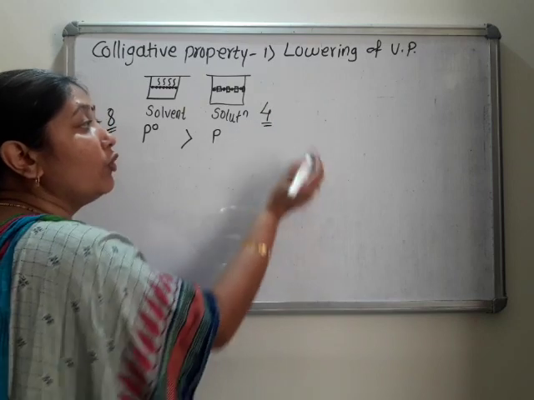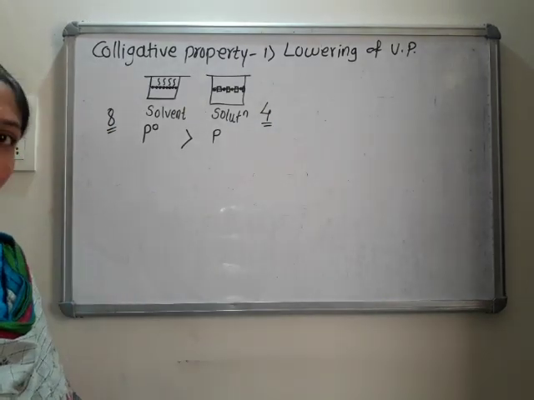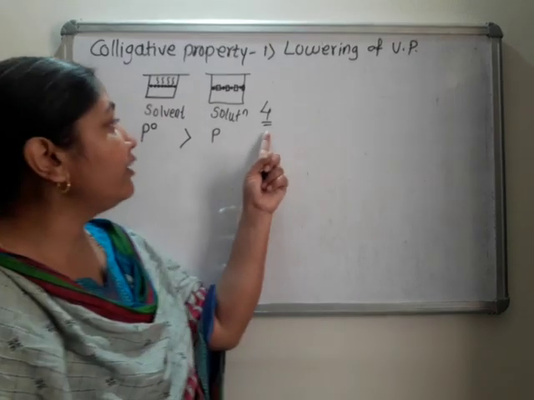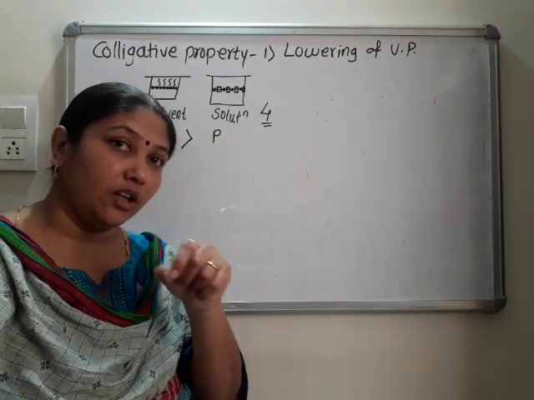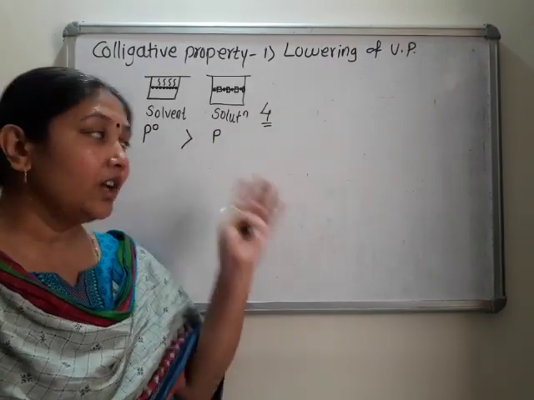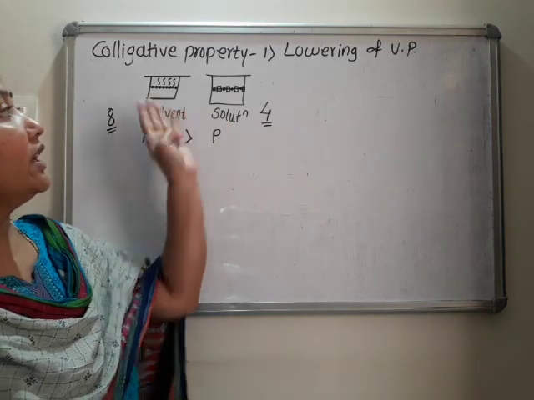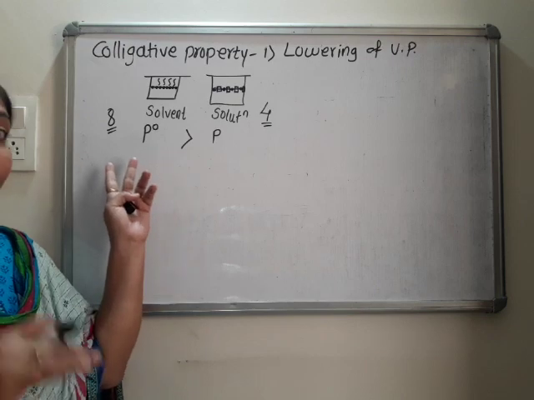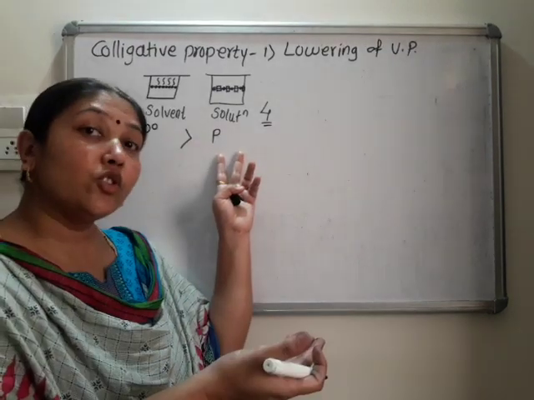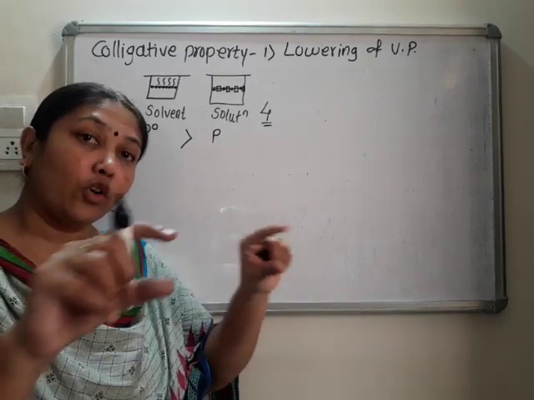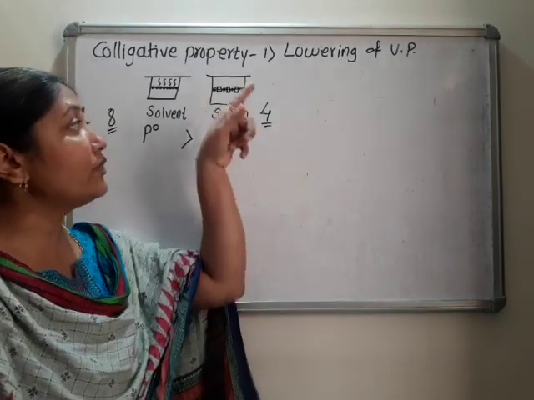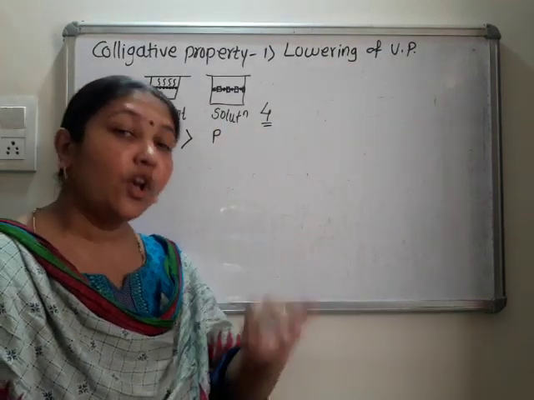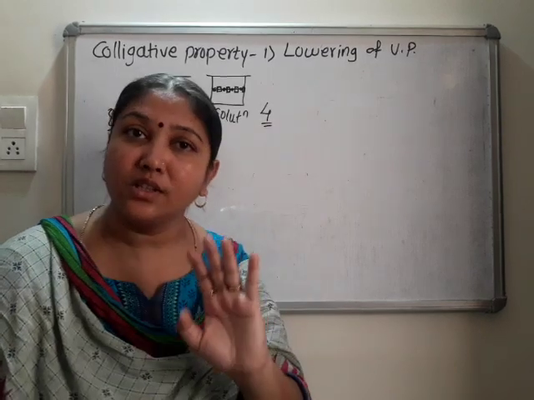So here volatile components are only 4 particles. Here vapor pressure is caused because of 8 particles on the surface, and here because of 4 particles on the surface. It is not exactly half, just to clear. Here the number of volatile particles on the surface is less than in this case. Here only pure solvent is there. Here along with solvent some solute particles also occupy the surface, so the number of volatile particles on the surface is reduced, and so vapor pressure is reduced in this case.